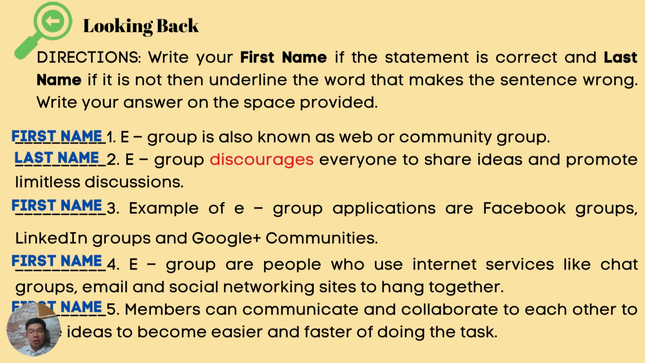Number 3, example of e-group applications are Facebook groups, LinkedIn groups, and Google Plus communities. The answer is your first name. Number 4, e-group are people who use internet services like chat groups, email, and social networking sites to hang together. The answer is your first name. 5, members can communicate and collaborate to each other to share ideas to become easier and faster of doing the task. The answer is also your first name.